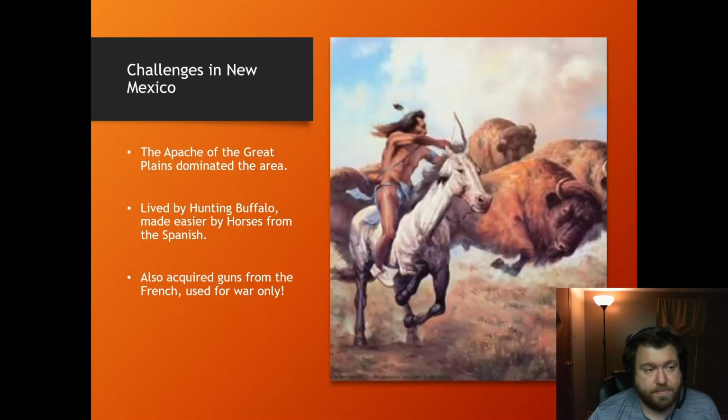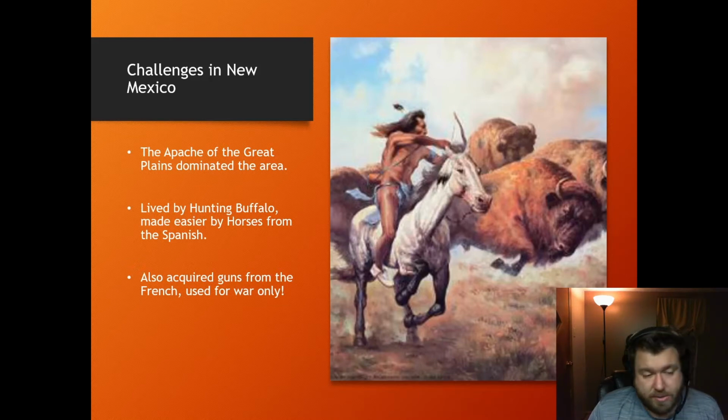The Apache of the Great Plains dominated this area. They lived by hunting buffalo, and it was made easier by horses from the Spanish. The horse is not native to the Americas. Before the Spanish came, there were no horses in the Americas. Well, horses as we know them today, I should say. So, as you could probably imagine, taking down a buffalo, I have a picture of them there, is going to be a lot easier when you're able to do it from horseback than just on foot.